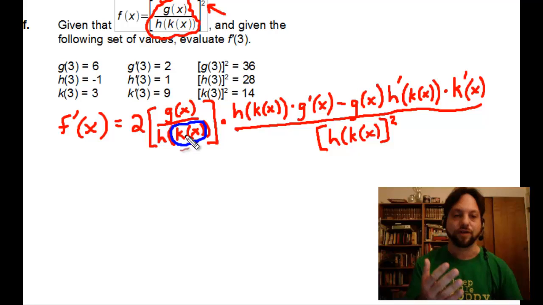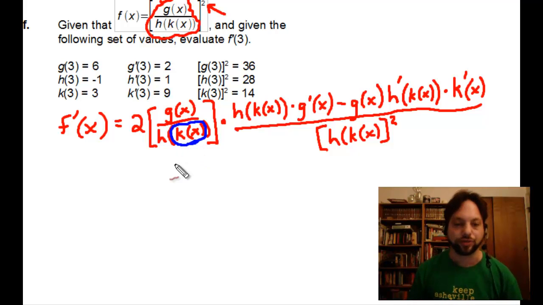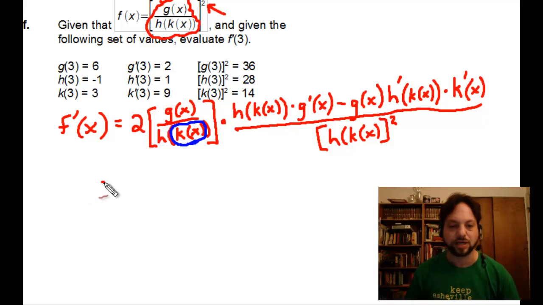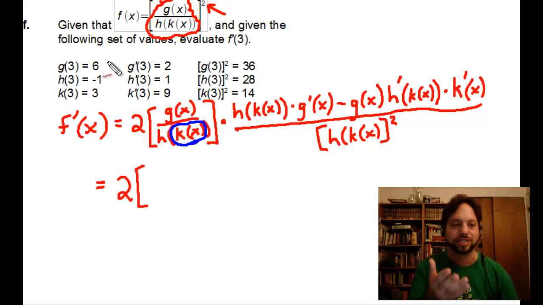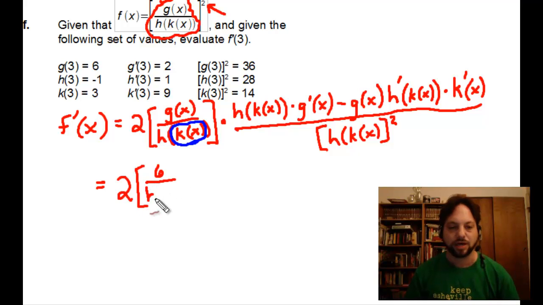Now it's going to be even more fun, because what we need to do is replace each of those x's with a 3. And if we do that, let's see what's going to happen here. 2 times, well, g of 3, according to the table that we have, is just 6. So we'll have a 6 on the top. h of k of 3. And k of 3, again, we can use the table. k of 3 is just 3. Alright, fantastic. That takes care of that part.